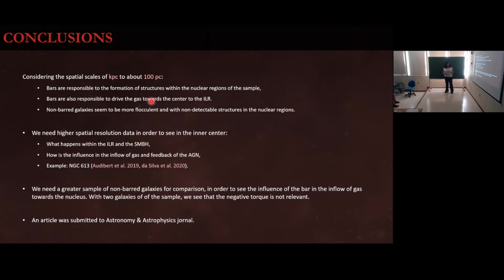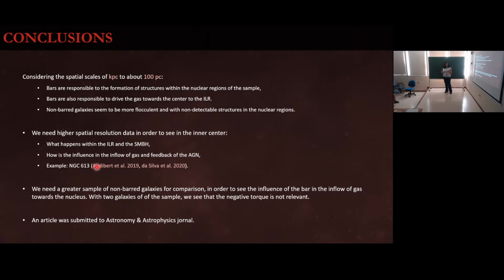So we need more spatial resolution in order to see what happens within the inner Lindblad resonance, and what the influence of the inflow of gas and the feedback of the AGN is. One good example is NGC 6613. I invite you to read those two articles. Audibert et al. 2019 are studying the torques of this galaxy at smaller scales. It's a very detailed work. And my work is about the emission and the influence of the AGN within the inner resonance and the connections of the bar with the center.